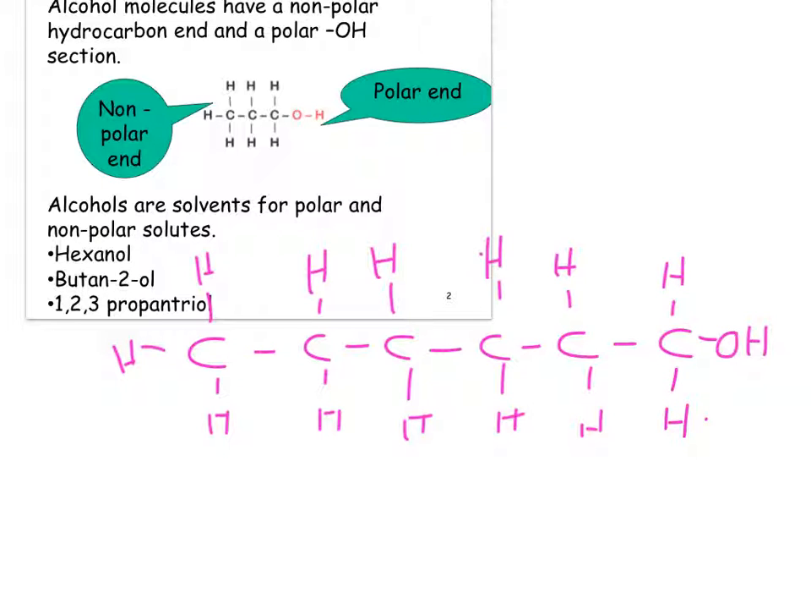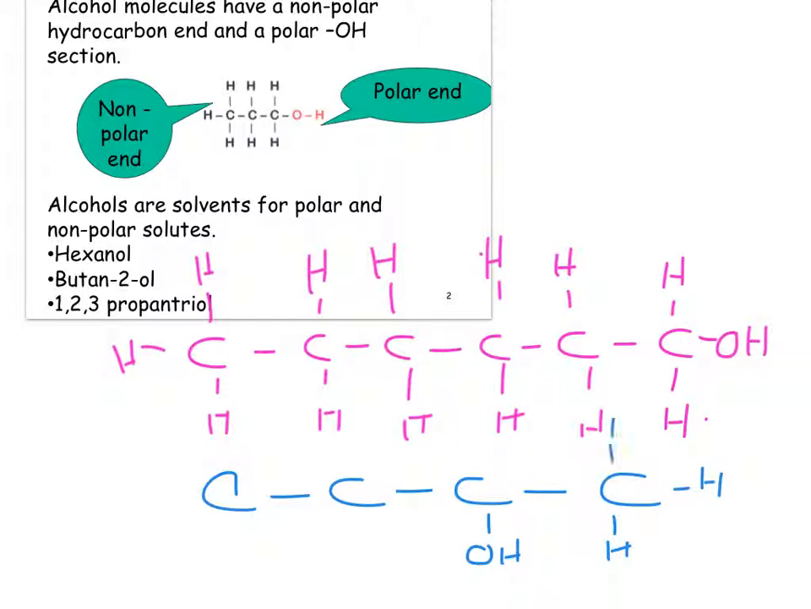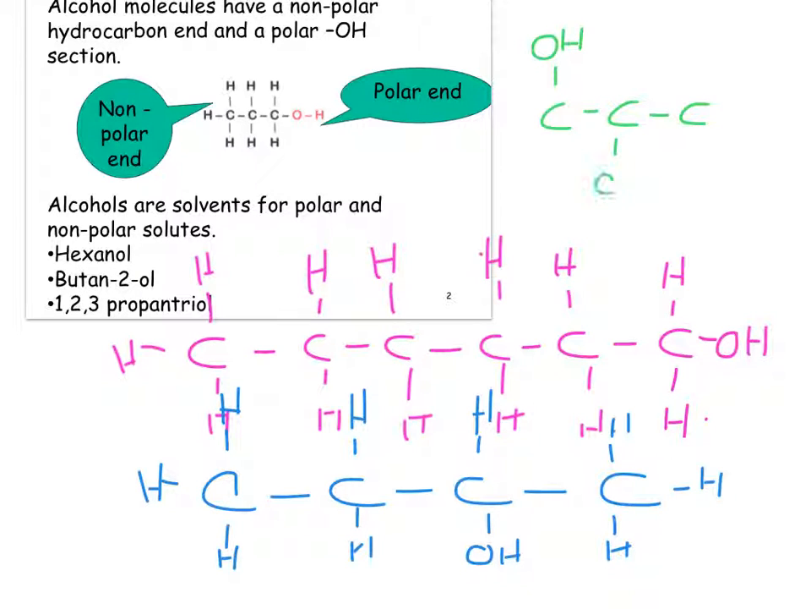The next one is butan-2-ol, 1, 2, 3, 4. On the second carbon, you put the OH group, and then you fill up the rest with hydrogens, making sure that every carbon has got a valency of 4 and is therefore bonded 4 times. And finally, propan-1,2,3-triol: OH on the 1, 1 on the 2, and 1 on the 3, and then fill up the balance with hydrogens.